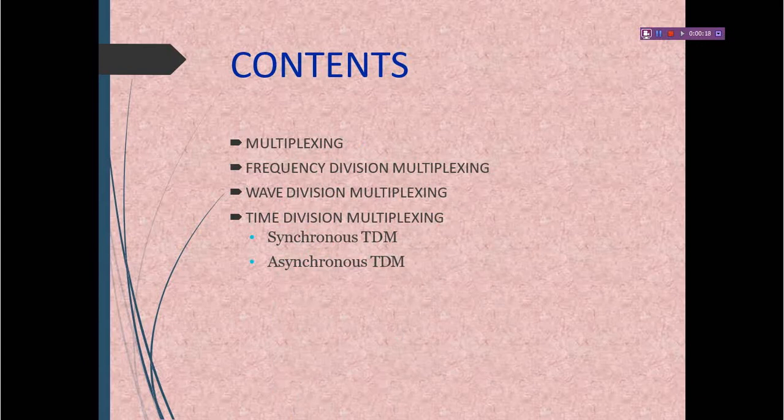After completion of this video, students will be able to know about multiplexing and different types of multiplexing like frequency division multiplexing, wave division multiplexing and time division multiplexing. Again, time division multiplexing is of two types, that is synchronous time division multiplexing and asynchronous time division multiplexing. So let's start.